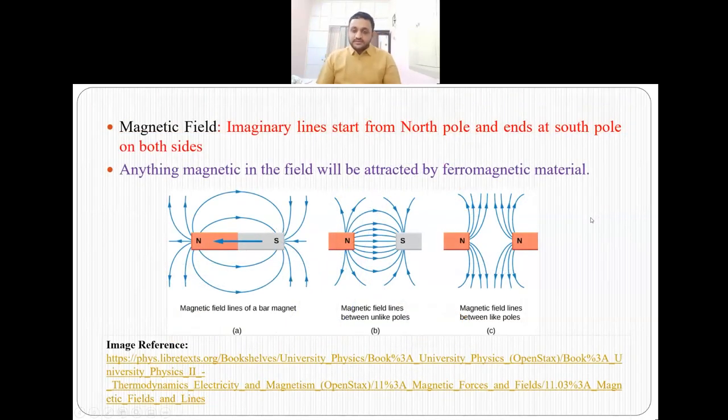Once we achieve this magnetization, the magnetic material will behave as a ferromagnetic material, right? And this ferromagnetic material will have a magnetic field of its own. This magnetic field is nothing but imaginary lines starting from the North Pole to the South Pole. If anything magnetic comes into the field, it will be attracted by the ferromagnetic material.